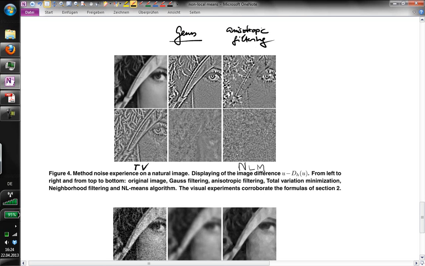In the bottom left is when you use total variation, another important method. It still leaves a very structured residual. There's a method I don't know. And here in the bottom right corner is non-local means. And you see that there is essentially no structure left in the image, which is good.